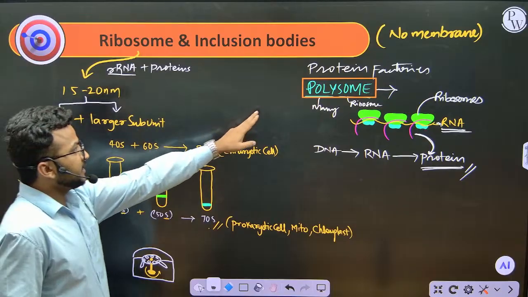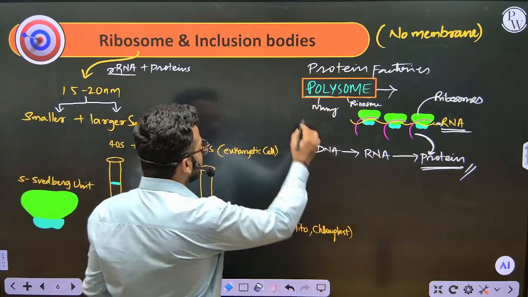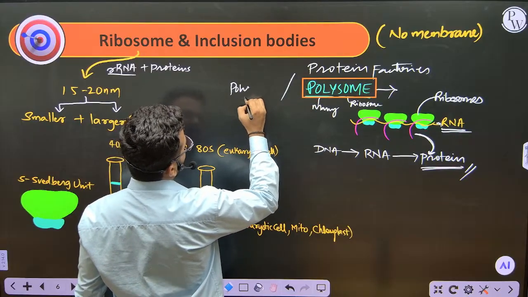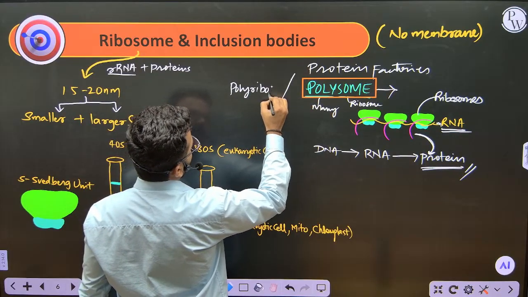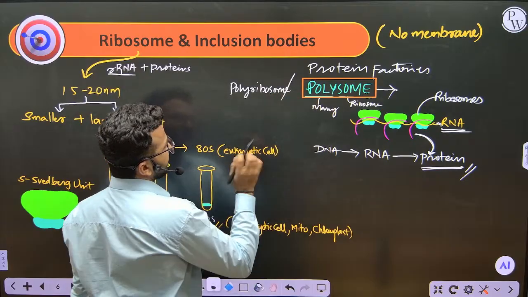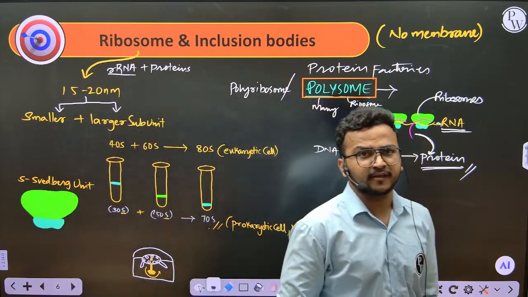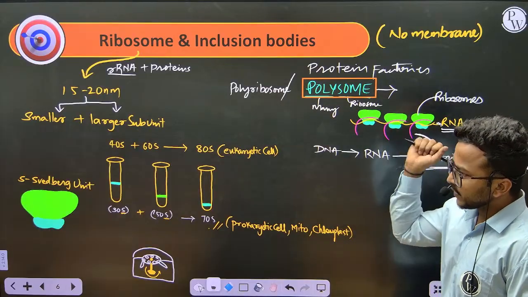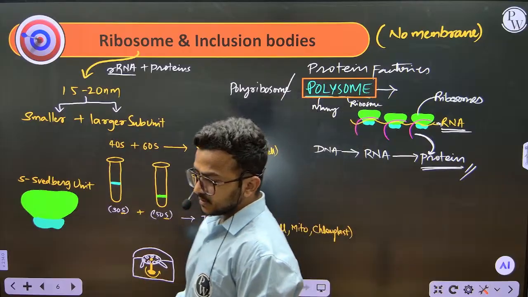And this polysome, you can also call it a polyribosome. It is only seen in prokaryotic cells, not in eukaryotic cells. So this will be seen in the case of prokaryotic cells. That is about the ribosomes.